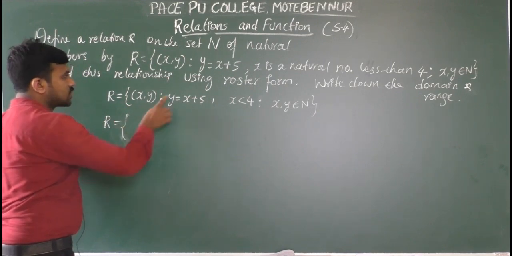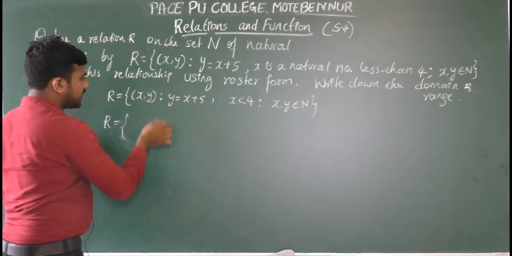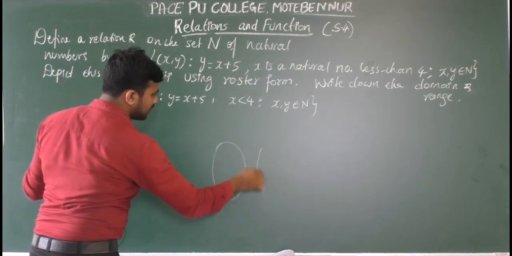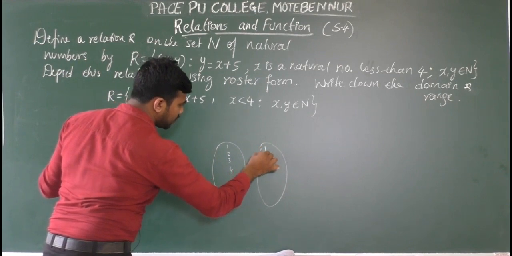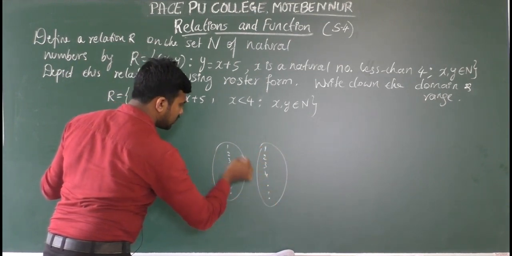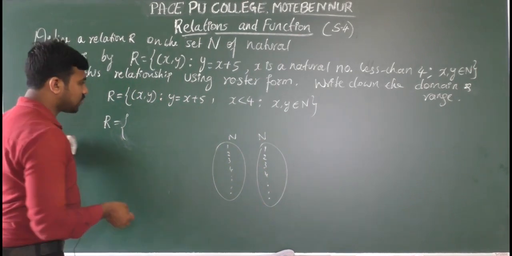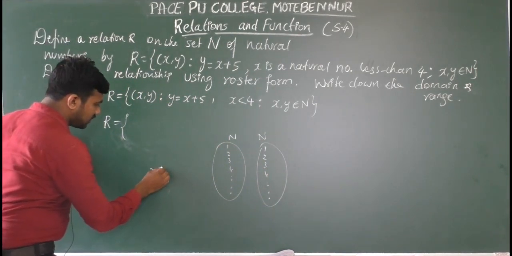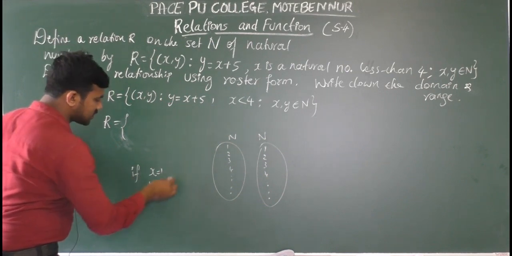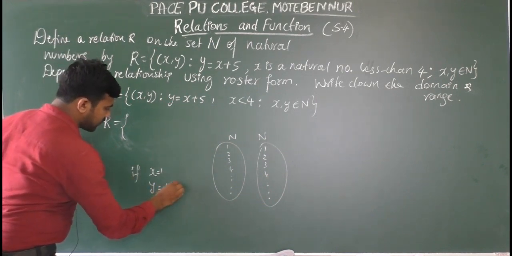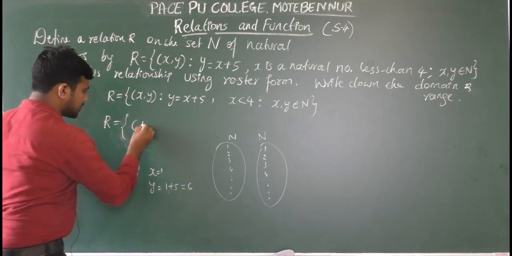Here the first question we need to write in roster form. So how can we take the elements? In both sets we have the numbers 1, 2, 3, 4 and so on, because both sets are N. So if x is 1, then what is y? y is equal to x plus 5, meaning 1 plus 5, that is equal to 6. So 1 is related to 6.